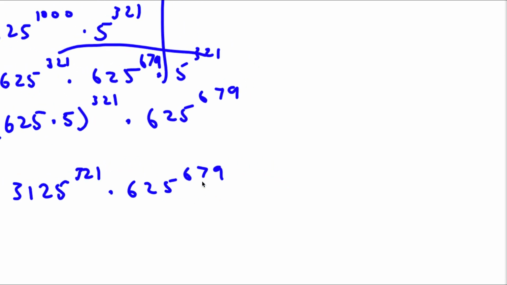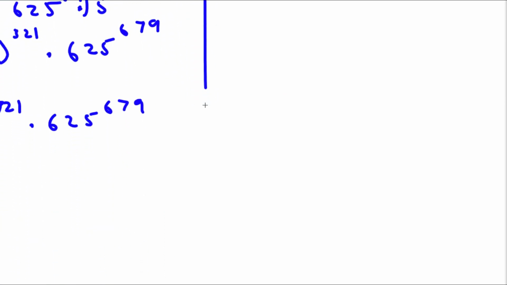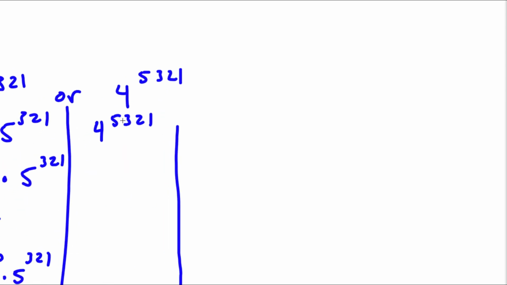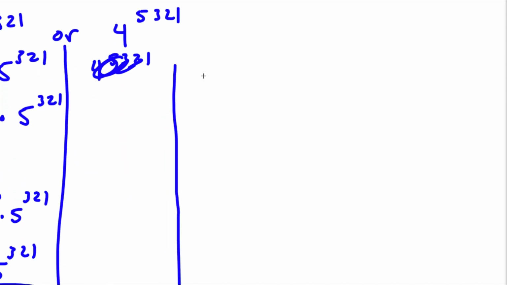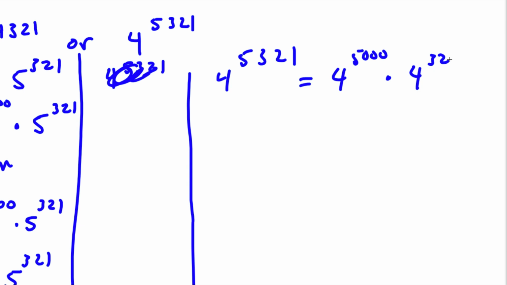So now that we've worked this part, let's go ahead and do this part. I have 4 to the power of 5,321. Now this is the same thing as 4 to the power of 5,000 times 4 to the power of 321.